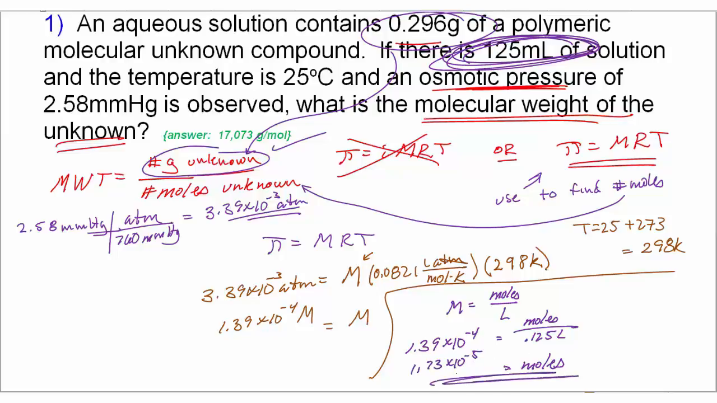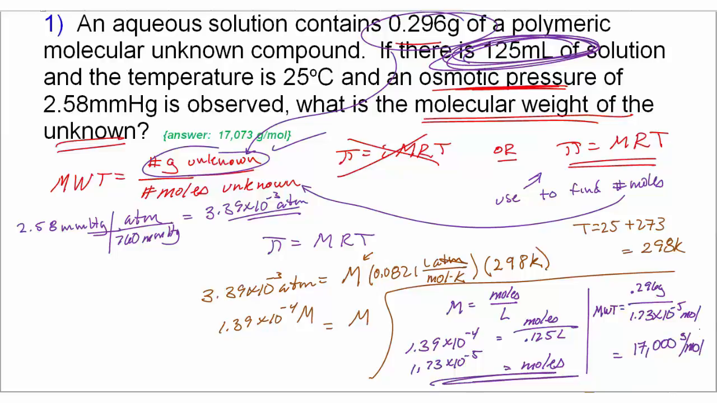Okay, so let's plug that in for moles. So my molecular weight is going to be, what did we say the grams was? 0.296 divided by 1.73 times 10 to the negative 5 moles. And I will get my grams per mole. About, what is that? 17,066 or so. Right around 17,000 grams per mole.